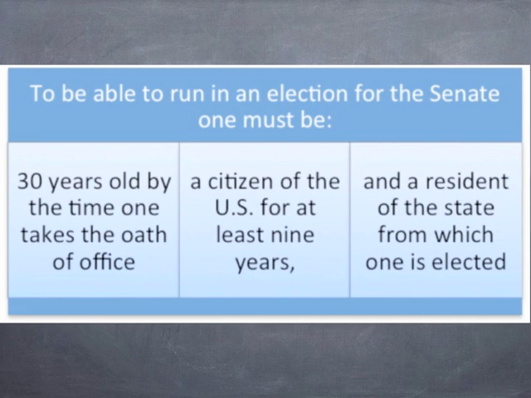The requirements for the United States Senate are higher than for the House of Representatives. The Constitution says that a senator must be at least 30 years of age, must have been a citizen of the United States for at least 9 years, and must be an inhabitant of the state from which he or she is elected.